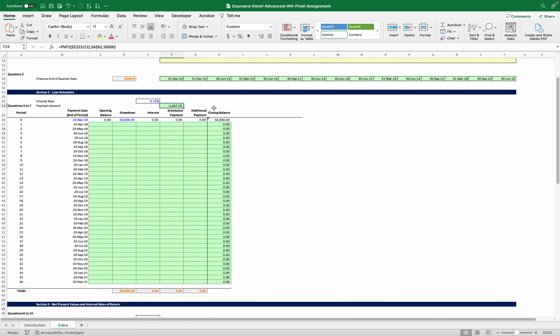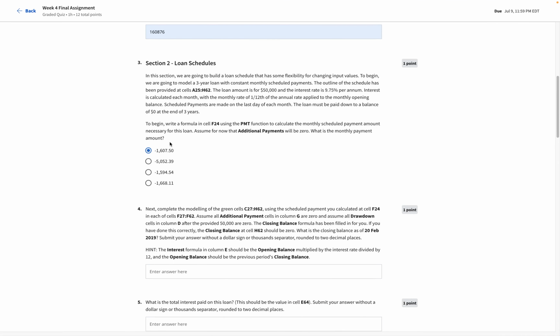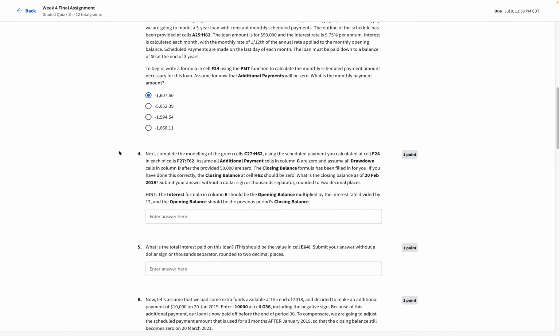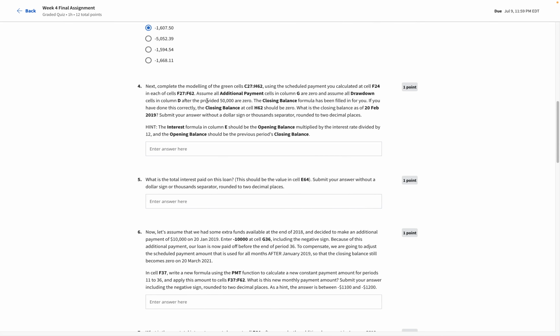And there we go. Next, they want us to complete the model by calculating the interest payments, and they're telling us additional payments are zero and any drawdown is zero. So those two columns will be zero.